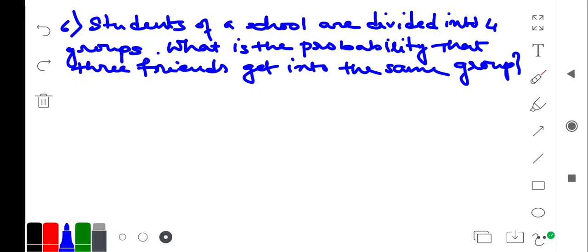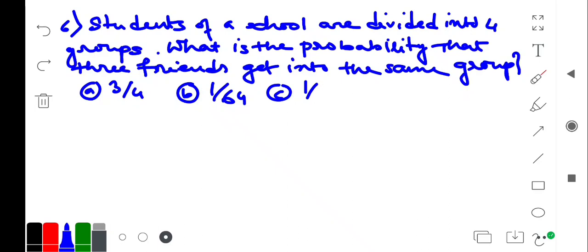So students of a school are divided into 4 groups. What is the probability that the 3 friends get into the same group? Option A is 3 by 4. Option B is 1 by 64. Option C is 1 by 16. Option D is 1 by 3.